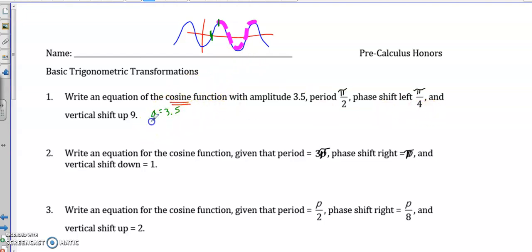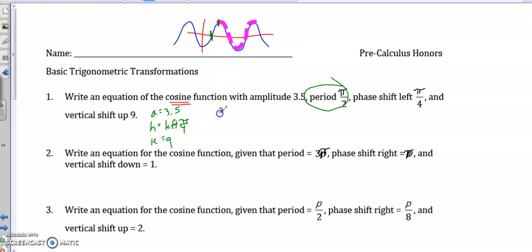My phase shift, so that's the H value, we're going left pi over 4. All right, I'm going to come back to that period in a second. My vertical shift, that's my K, is a plus 9. So that's the majority of what we need. The key here is the period. This is where we have to be careful.